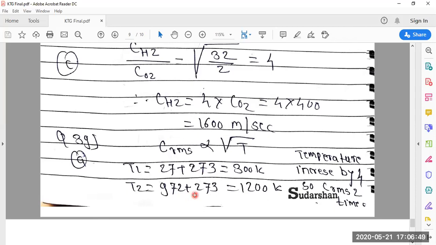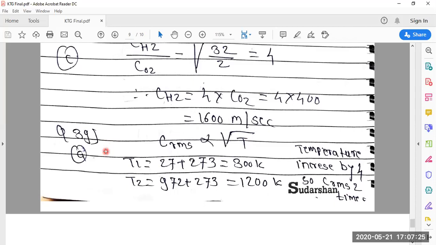So RMS velocity is directly proportional to the square root of temperature. When the temperature increases from 300 to 1200 Kelvin, it is getting increased by 4 times. When the temperature increases by 4 times and the RMS velocity goes as the square root of temperature, the RMS velocity is increased by 2 times. So for question number 39, the correct option is option A, that is twice.